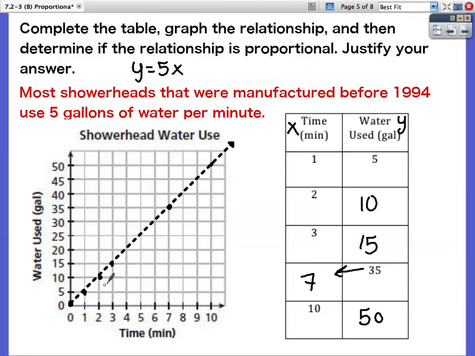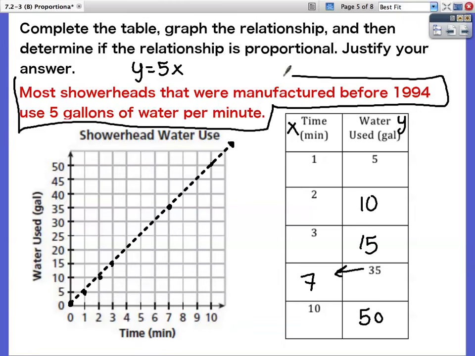So, quick recap. On the worksheet, there are a few problems where it just gives you a graph and asks you, is it proportional? Connect the dots with the line. If it goes through 0, 0 and it's straight, you know it's proportional. There are going to be other instances where I'm going to give you word problems, just like this one up here, and I'm going to ask you to complete a table and then make your own graph.